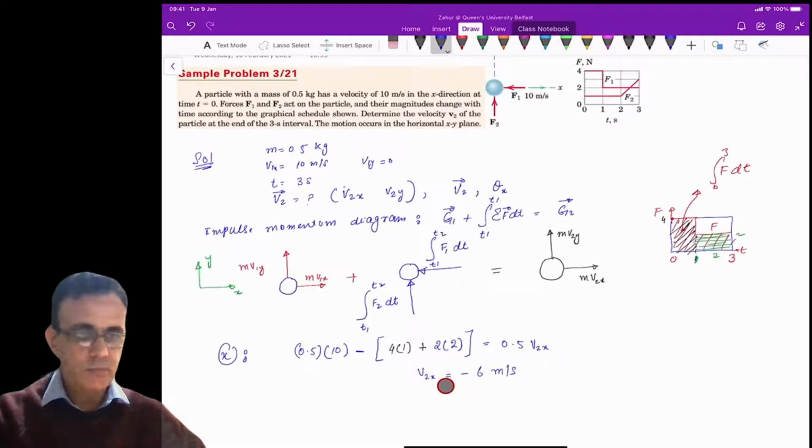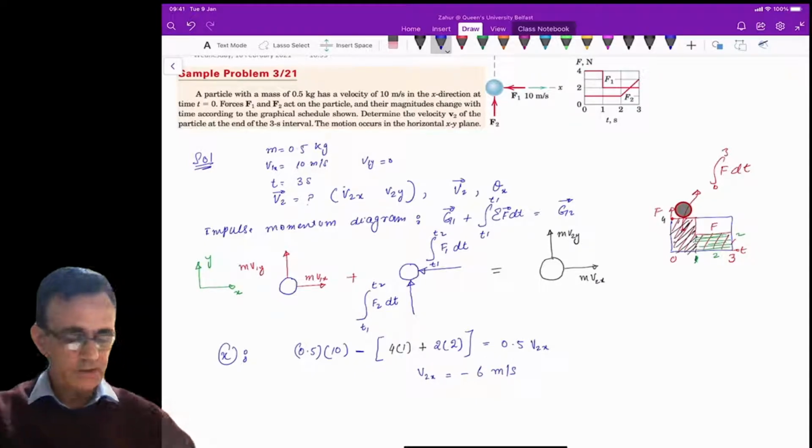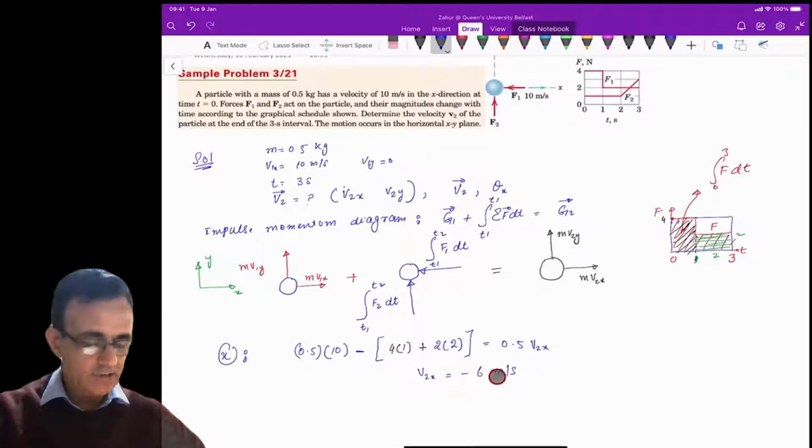Now it is very important to know that you get a negative here. Our initial assumed direction was in the positive x direction, we assumed the velocity would be positive, but from the calculation, what we got was a negative answer. So this means that the actual velocity is to the left, in the opposite direction to the one we assumed. This is just to make sure that you know what this negative means. And the units are again important: meters per second.